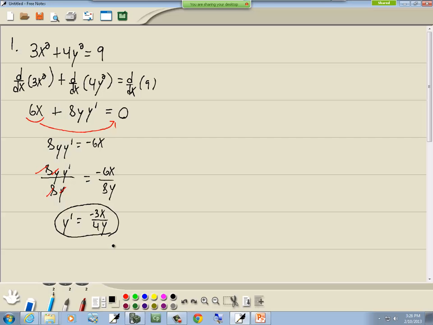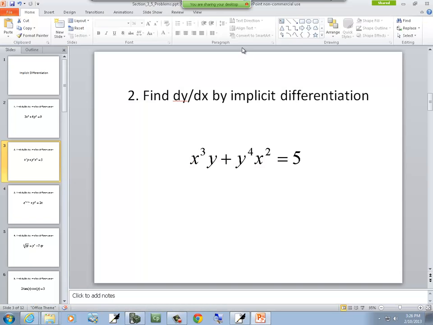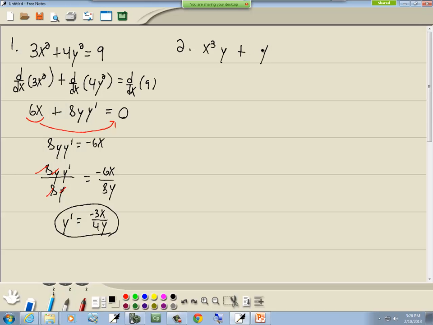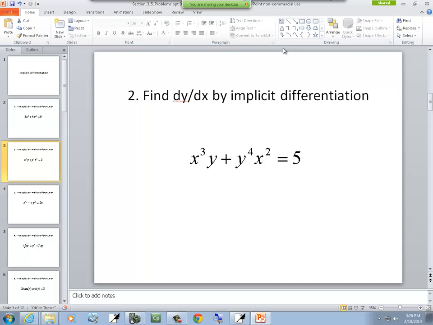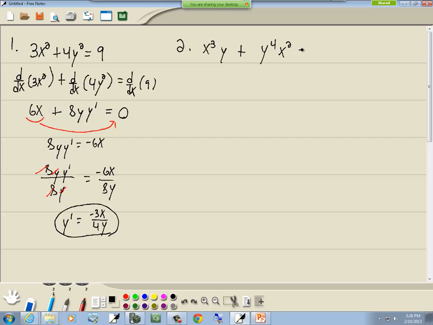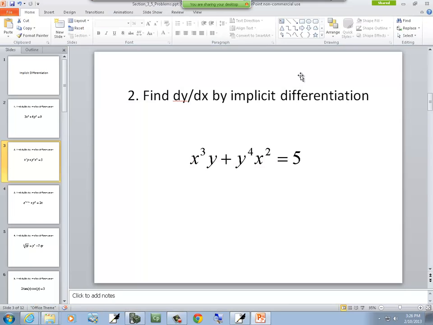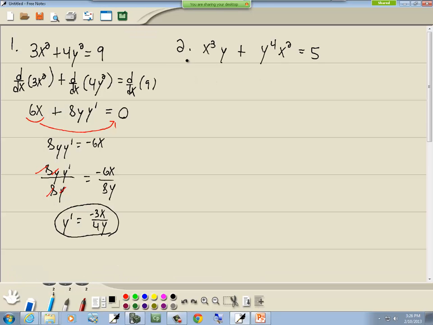Let's take a look at another one. Got x to the third y plus y to the fourth x squared equals 5. Same instructions. So again, we want to take the derivative of everything where it's sitting. When I say everything, I'm talking about separated by pluses and minuses and equals.